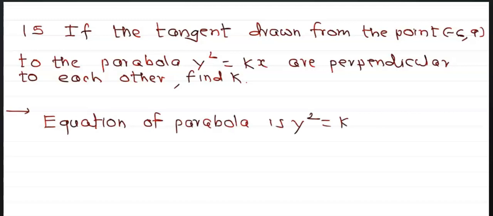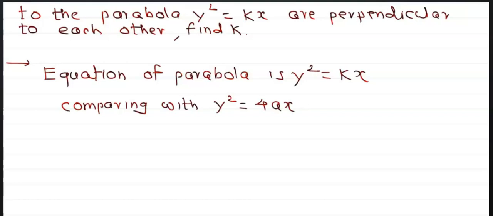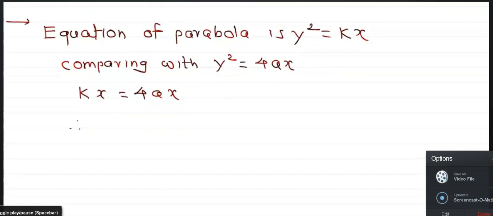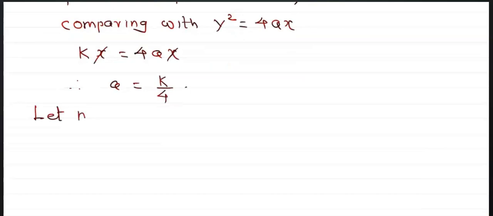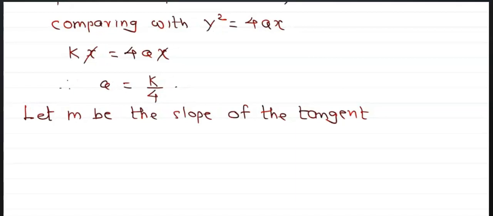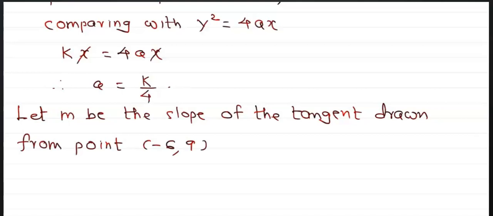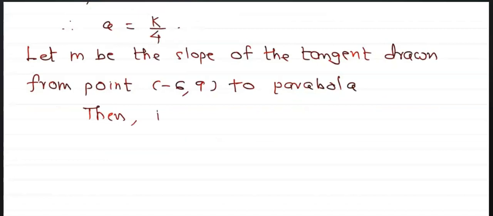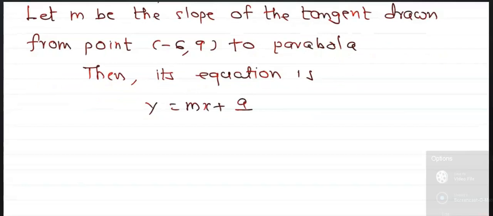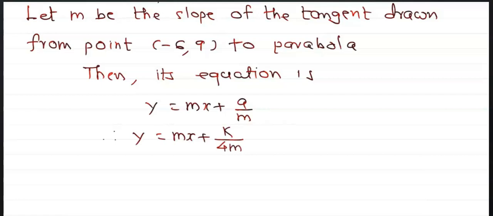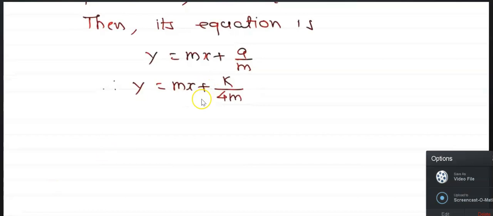Now the equation of the parabola is y square is equal to kx, comparing with y square is equal to 4ax, therefore 4ax is equal to kx, the value of a is k upon 4. Let m be the slope of the tangent drawn from the point minus 6, 9 to the parabola. Then its equation is y is equal to mx plus a upon m. Now here we substitute the value of a, that is y is equal to mx plus k upon 4m.